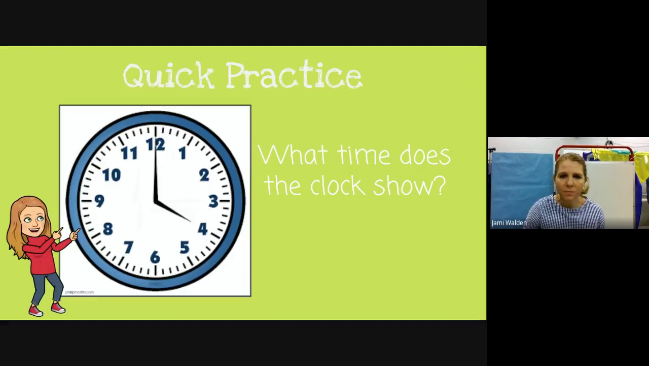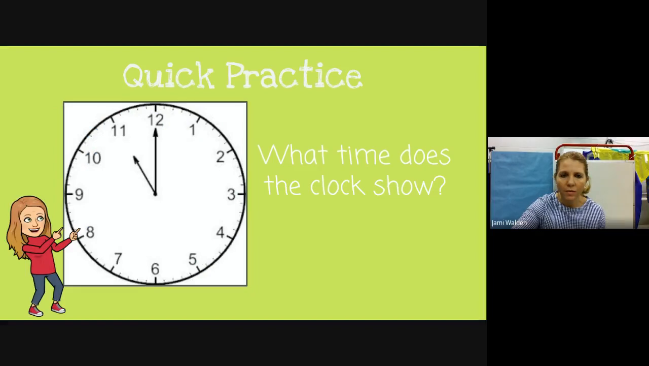Let's check this one. Find the hour hand. Remember, the hour hand is the shorter hand. What's it pointing to? Right at the 4. And the minute hand's pointing to the 12. Anytime the minute hand points to the 12, we say o'clock. The time on this clock is 4 o'clock. What about this clock? Find the hour hand. You got it, 11 o'clock.